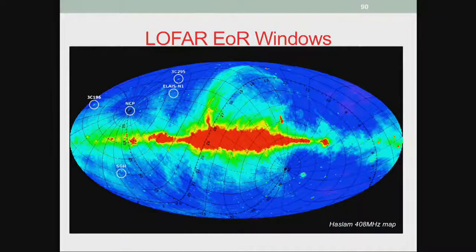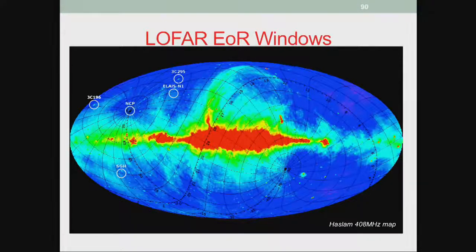This is a map. This is the famous Haslam map at 408 megahertz. This is not 150 megahertz, but it's close enough to see what the sky looks like. So when they tell you polarization is a problem in the CMB, that's why it's a problem. It's huge. This is the North Polar Spur, and in polarization it even looks worse. This is the total intensity, but that's what you are fighting with.